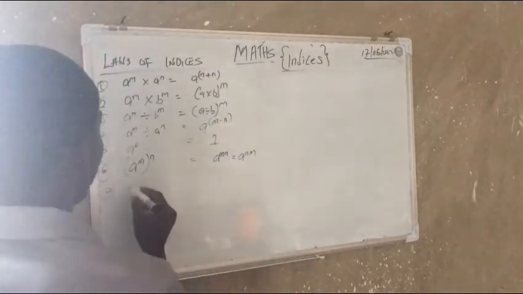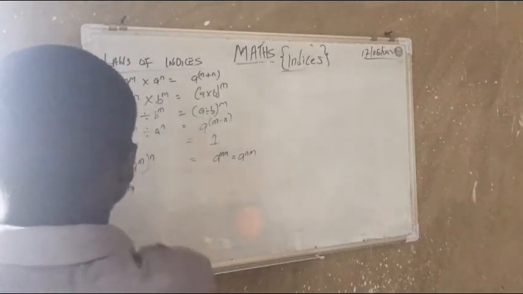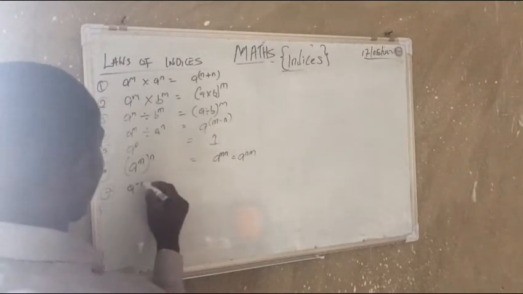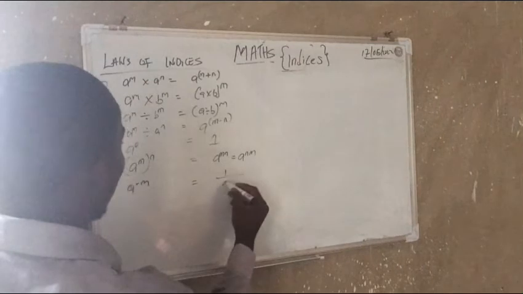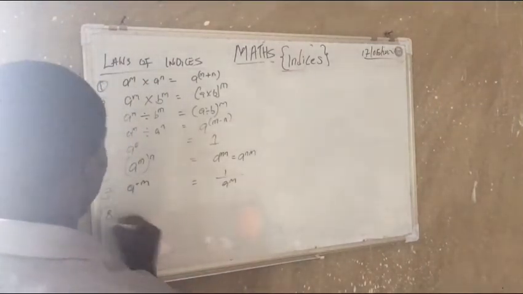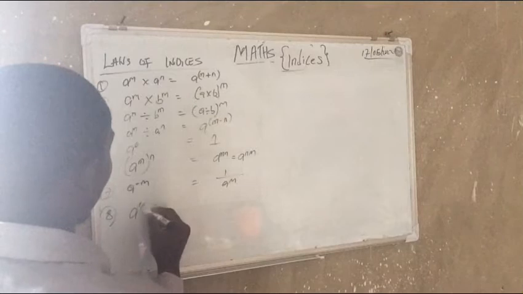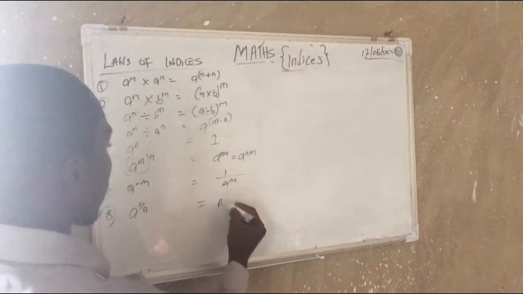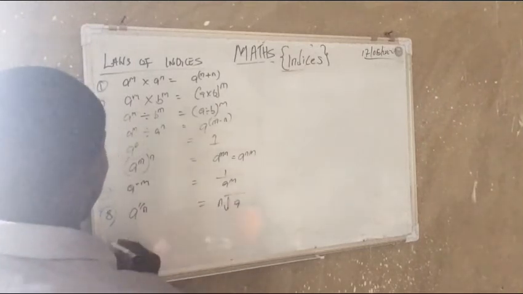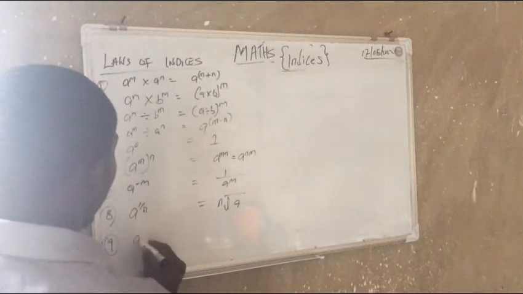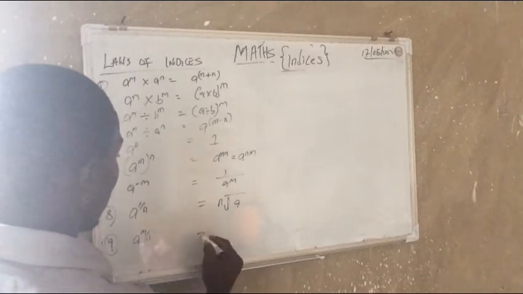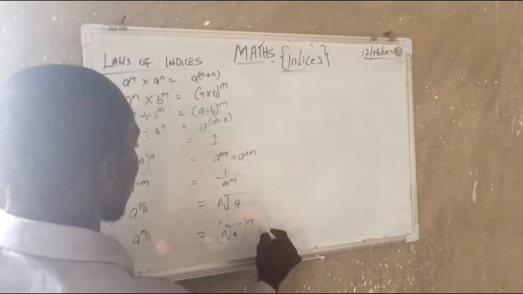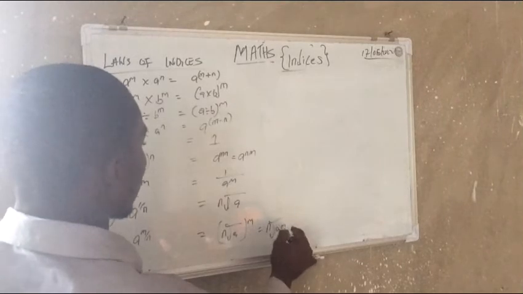The next one is a raised to the power minus m gives us 1 all over a raised to the power m. The next one is a raised to the power 1 over n is the nth root of a. Now the last one I can remember is a raised to the power of m over n is the nth root of a all raised to the power m, which is still equal to the nth root of a raised to the power n.